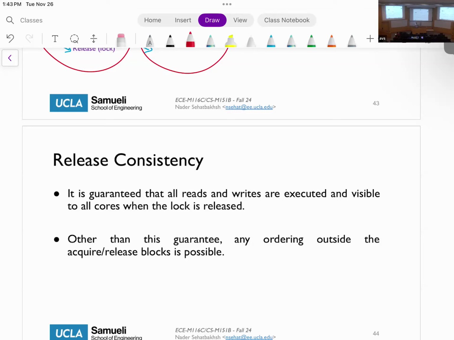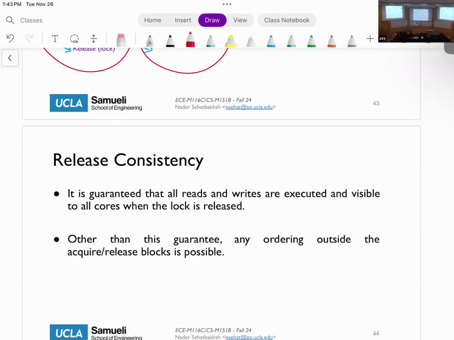So by the time that we release the lock, everybody will see our loads and stores, okay? And again, you can assume that whether or not you can reorder things within the lock is a separate story, but release consistency basically says that all the reads and writes at that point are visible to everybody else, okay? Other than this, any other reordering is possible, okay?